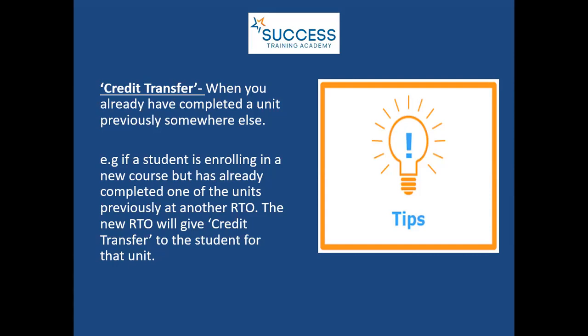So essentially, maybe you've covered, for example, the unit BSB, let's say CMM, make a presentation. All right, so you've already covered that at a different RTO in a different course, and then maybe you go on to study a different course, and maybe that existing unit that you've already got is included in the future course. In that case, you would get credit transfer for that unit. Okay, now that is simply the case of providing a statement of attainment or the existing certificate to the new RTO and saying, I've already got this unit, could you please provide me credit transfer?